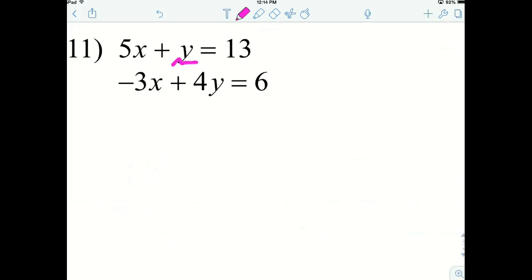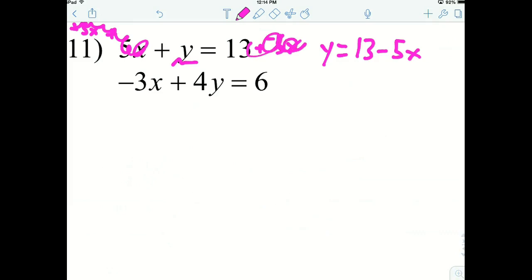So now looking at this equation, in order to get y alone, I see that it is added to a positive 5x, meaning that to undo that, I need to add a negative 5x to both sides. And when I do that, I'm going to end up with 5x and negative 5x reducing down to 0, leaving me y equals 13 minus 5x, or 13 plus a negative 5x.